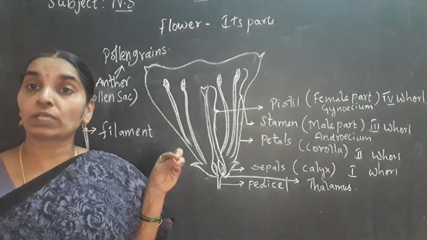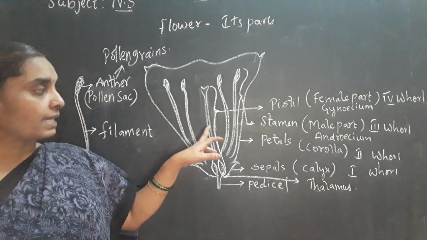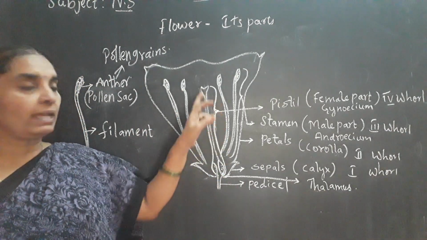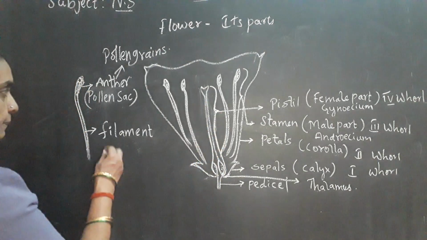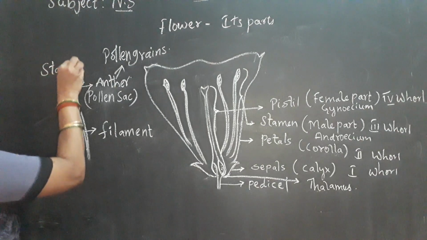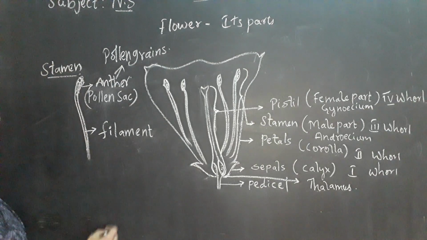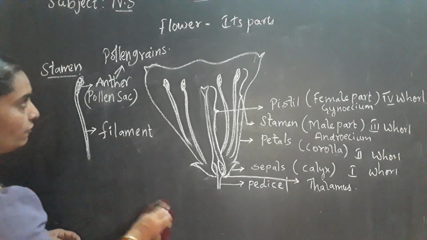So what is the importance of pollen grains? I will tell you. The next part is about the female part. The female part consists of pistil. So this is about the stamen, the structure of stamen. I have shown you the diagram. Now I am showing you about the female part.